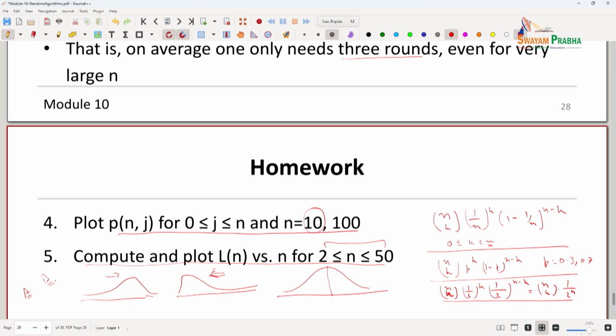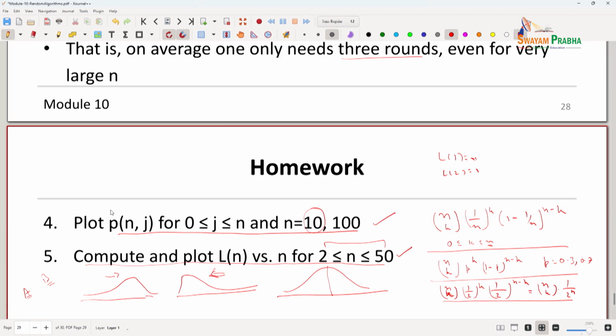L of 1 is 0. That means if there is one person, no election is needed. He is already the king. If there are two people, I need to conduct the election in one step by simply tossing a coin. So the initial conditions are L1 is 0 and L2 is 1. Given L2, compute L3; given L2 and L3, compute L4. That is a numerical problem, a plotting problem.